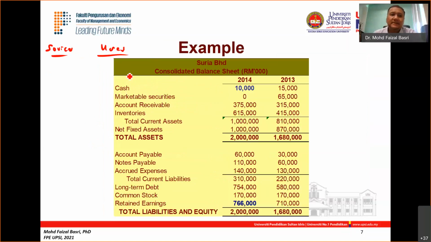So what are the items under sources? Number one, net income. Net income, you will label as sources, or S. Number two, depreciation. Depreciation will always be sources. Next one, this is very important.